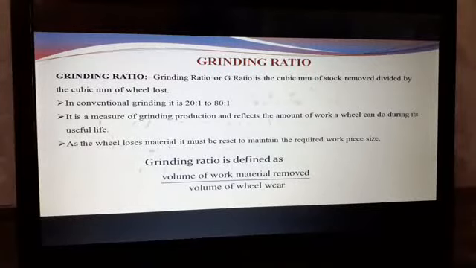So in general this ratio varies from 20:1 to 80:1. 20:1 means if 20 cubic mm of material is removed from the workpiece, then 1 cubic mm is removed from the wheel, and it can go up to 80:1. So the higher the G ratio, the more favorable. If the G ratio is high, that means less wheel wear takes place. Okay, so a higher G ratio is preferred. It will vary from 20:1 to 80:1.